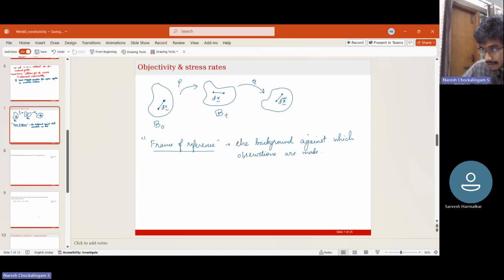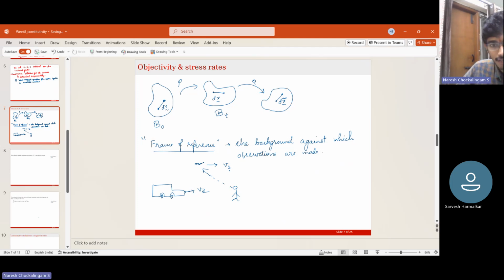Right? So for an example, suppose you're sitting in a car. So there is a car, and there's a certain bird that is flying here. Say the bird is flying at a speed of v1, and the car is moving at a speed of v2, and there's a stationary observer standing outside, and he's observing the bird.